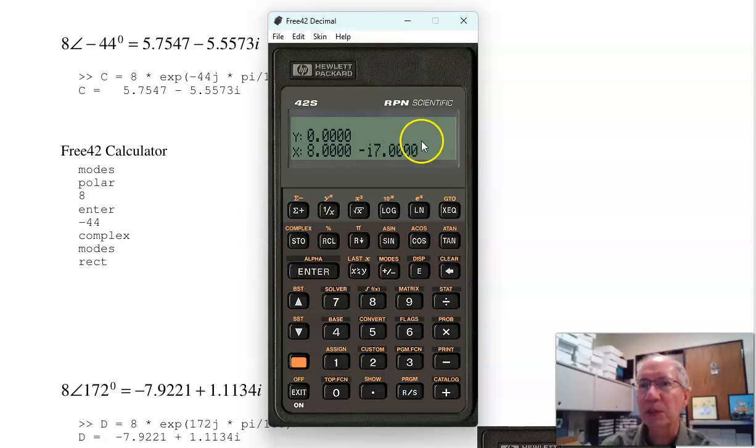Again, the HP calculators will do that. To input a number in polar form, I do modes, polar, 8, enter, negative 44. There's the amplitude and angle, complex. And polar form interprets that as the amplitude and the angle. To convert to rectangular, go to rectangular mode.